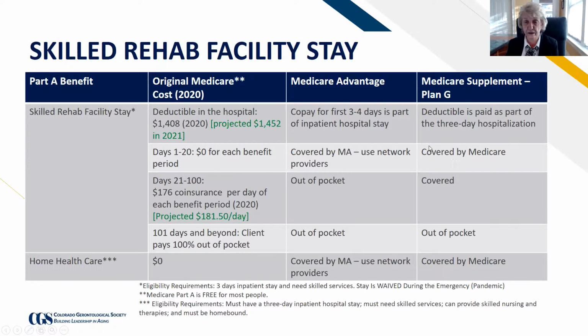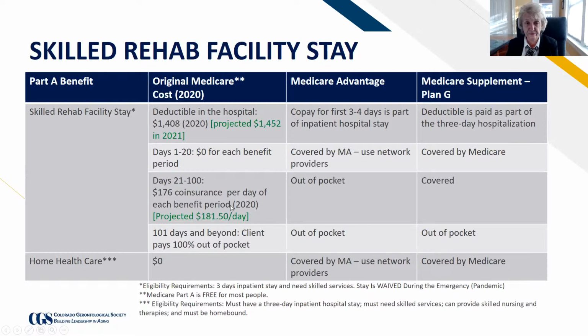If you are in a Medicare supplement, it's covered by Medicare, and you can go to whatever facility that you would like. Days 21 through 100, the out-of-pocket, which is projected to be $181.50. If you are in a Medicare Advantage, that out-of-pocket is yours. If you are in a MedSup, that will be covered. And after day 101, nobody's going to pay.